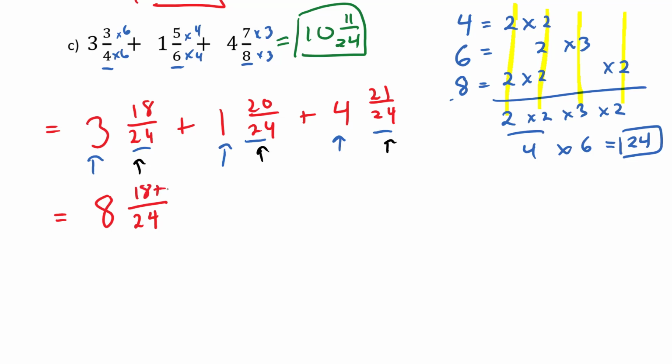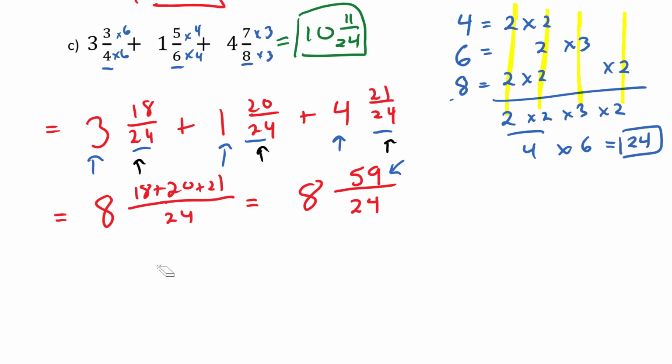Let's write this extra step here. Again, you don't need to show me this on any assessment, but that is in fact what we are doing. We have 18 plus 20, that's 38, plus 21, that's 48, 58, 59. 59 over 24. You can see our value here is an improper fraction. This is greater than 1.